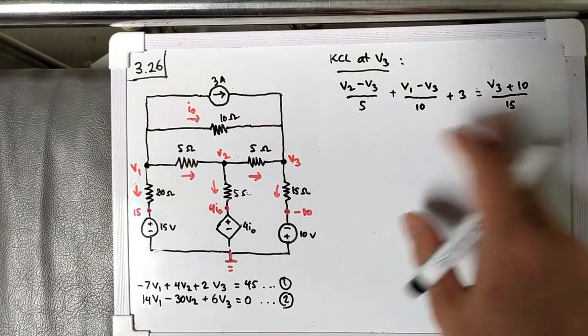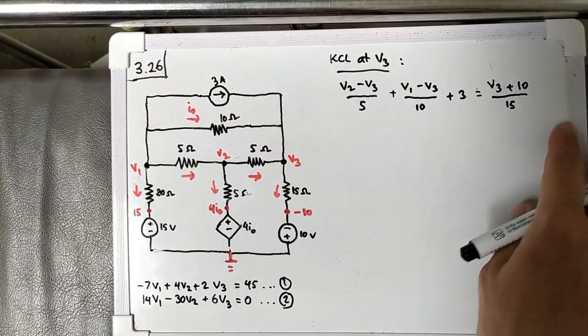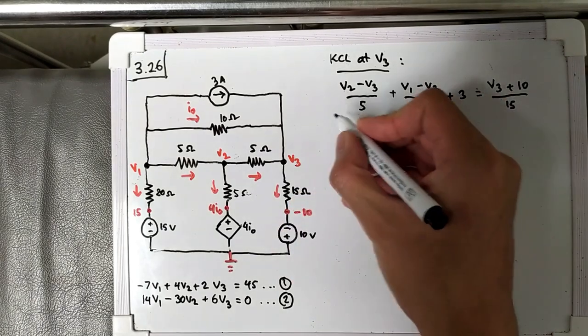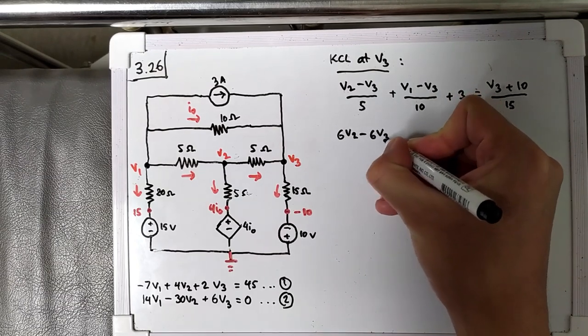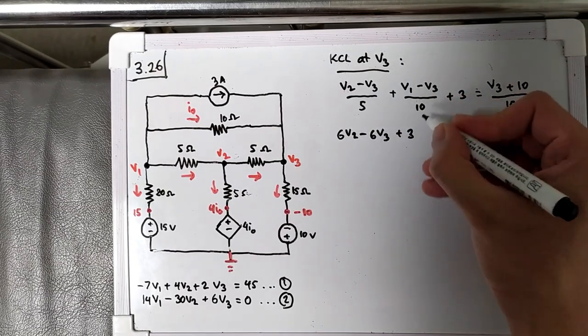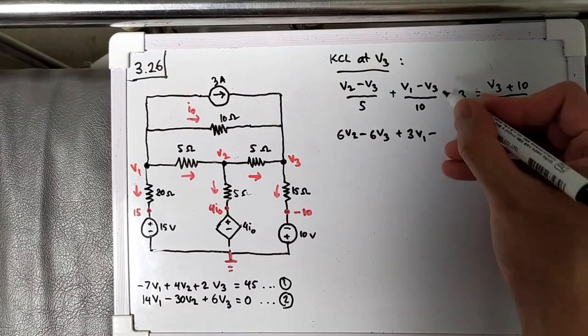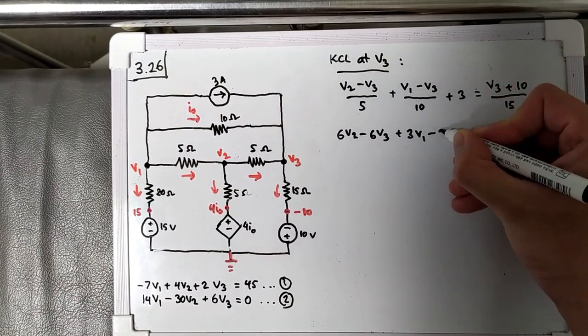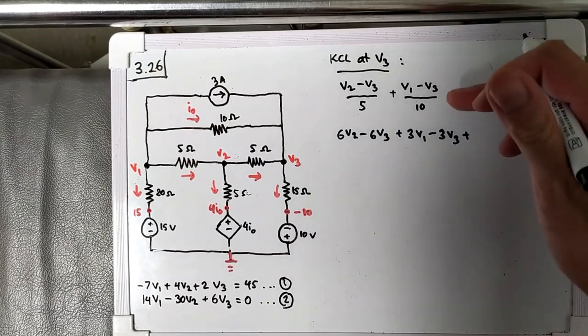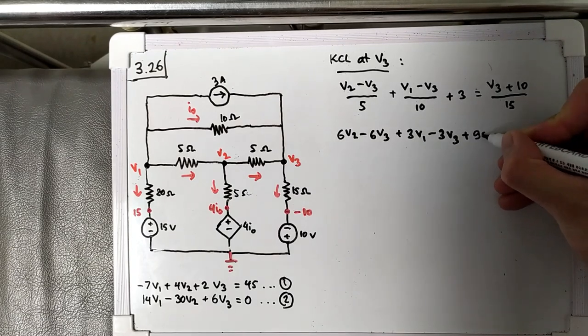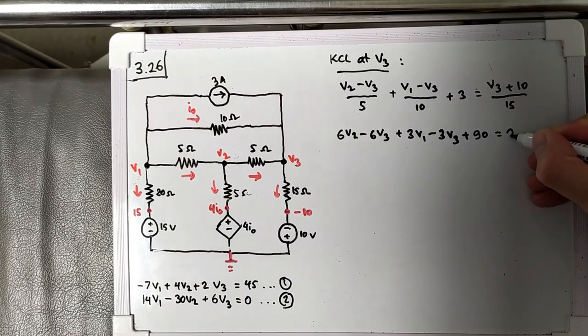Now what can we do here? We can multiply both sides by 30. I think 30 is okay. So I will have 6 V2 minus 6 V3 plus 3 V1 minus 3 V3 plus, we multiply it by 30, so it's 90, and this one is 2 V3 plus 20.